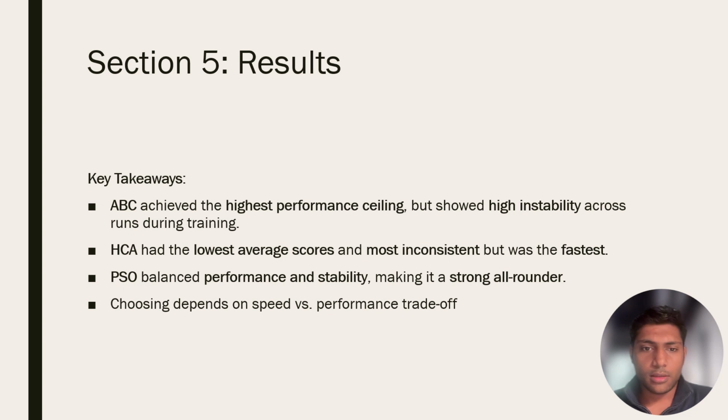Moving on to the key takeaways. So, in summary, ABC has the highest ceiling, but is unstable. HCA is fast, but it's risky and very inconsistent. PSO is the most balanced for our method. It has strong scores, low volatility, and a decent speed. So this wraps up the comparison.